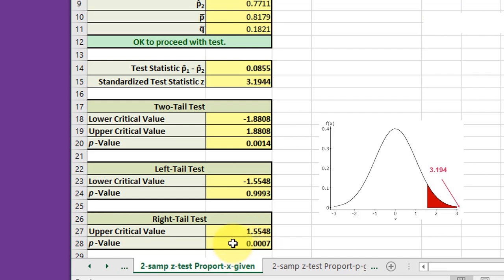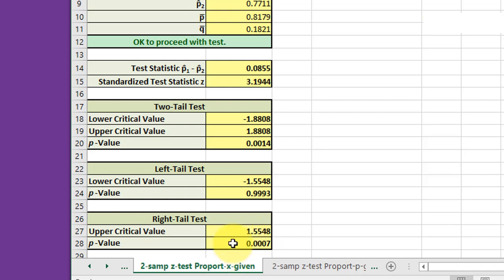We also have a p-value of 0.0007, which is much less than our alpha of 0.06. That also tells you to reject the null.